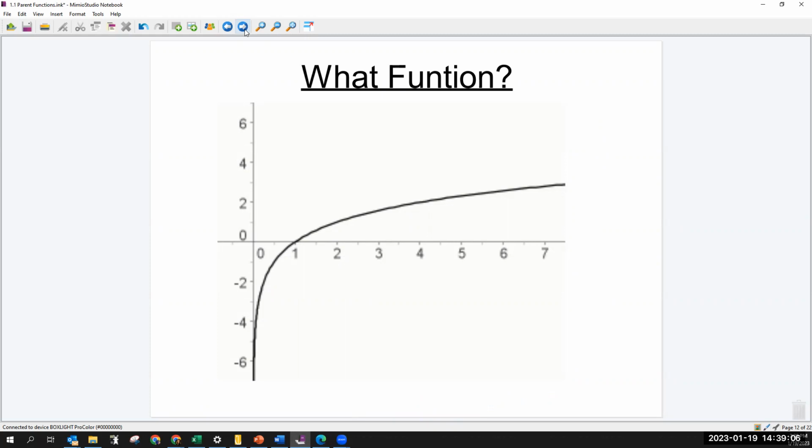This one is logarithmic. The function itself is a little weird to write. So log base a of x. That's the logarithm.